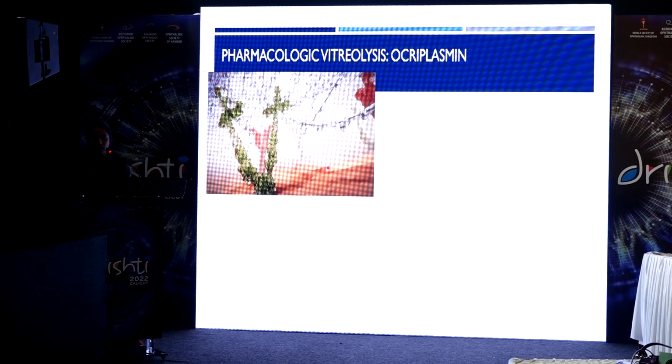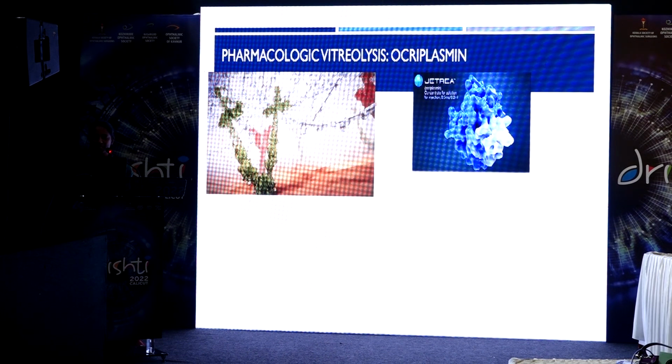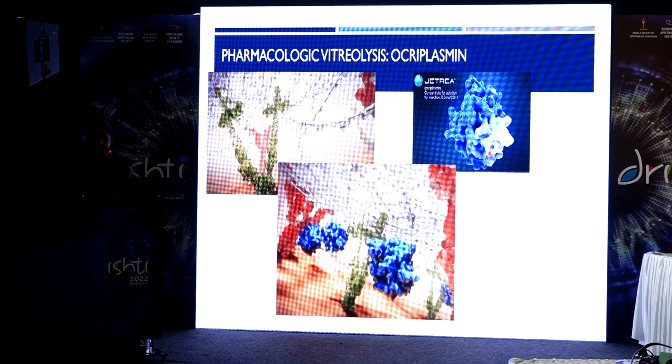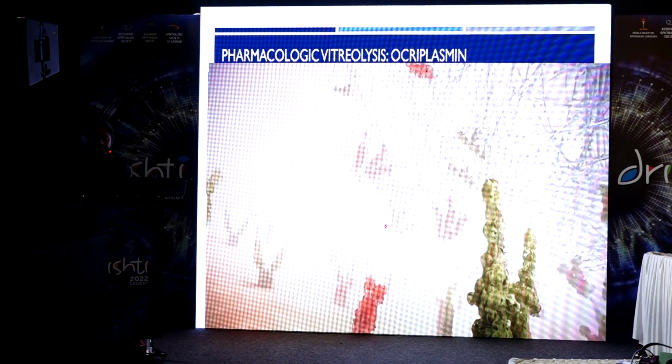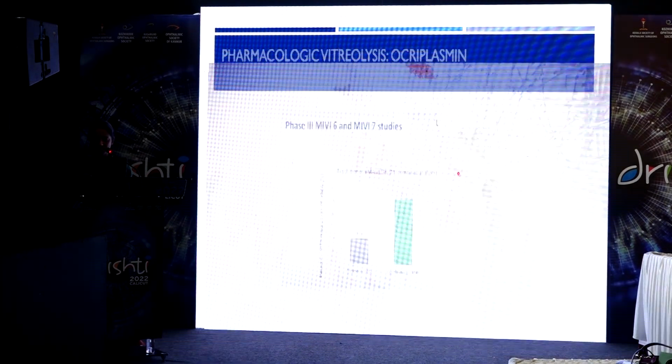So coming to the pharmacological vitreolysis with ocriplasmin, the vitreoretinal interface consists of many extracellular matrix proteins such as laminin, fibronectin and collagen. So ocriplasmin is a recombinant truncated form of human plasmin that has proteolytic activity against these proteins. It attaches to these proteins and lyses them, causing or enhancing the posterior vitreous detachment.